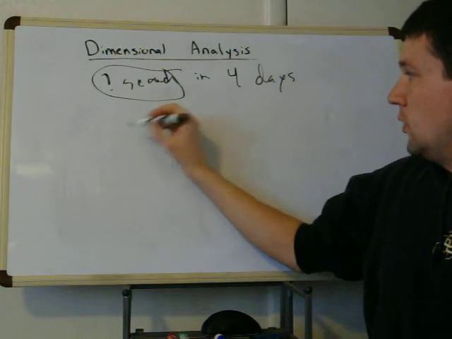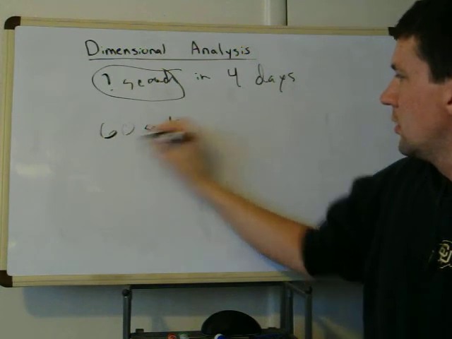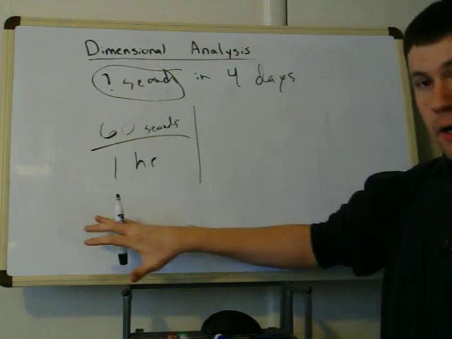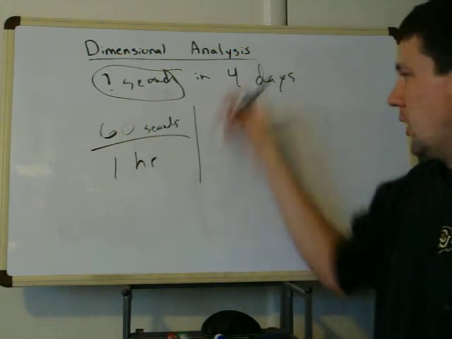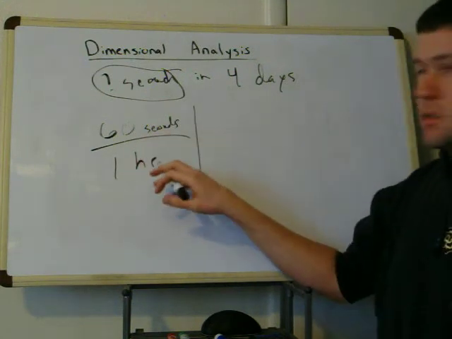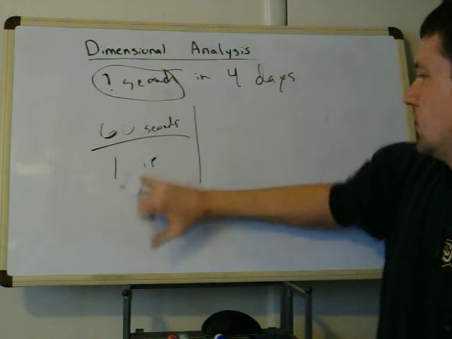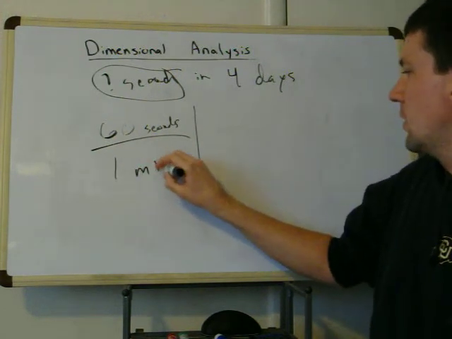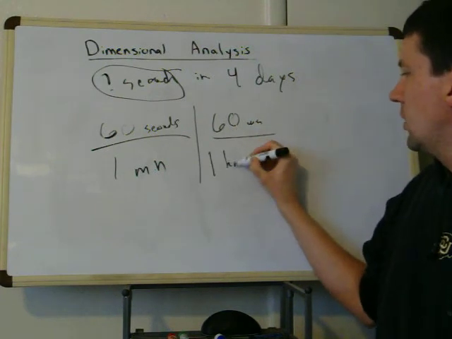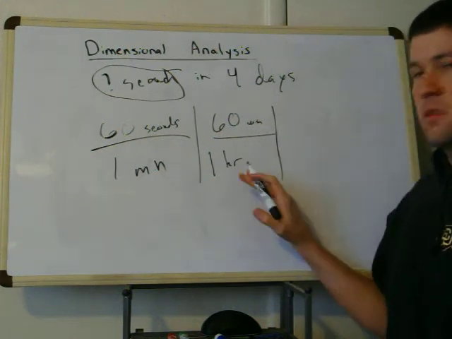Alright, so we have 60 seconds in 1 minute. All I did here was just write 1, and here I'm doing this line to show multiplication. Then there are 60 minutes in 1 hour. Again, 60 minutes over 1 hour, that's equal to 1.